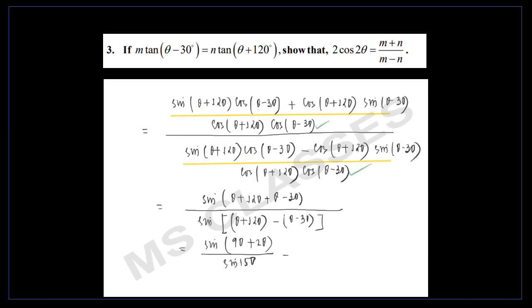Now children, 1 into 90, odd multiple of 90, this will become what? Cos 2 theta. And here sin 150. What is the value of sin 150? You can do it separately also if you want. Sin 150 means 1 into 90 plus 60. Odd means it will be cos 60. That is in which quadrant? 1 into 90 plus 60, that means it is in the second quadrant. In the second quadrant sine is positive. So here you can put half. That gives you what? 2 cos 2 theta.